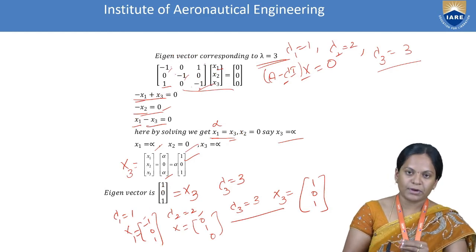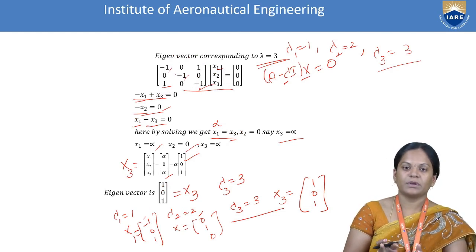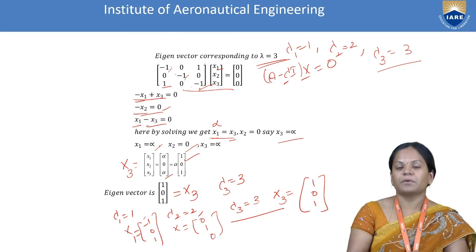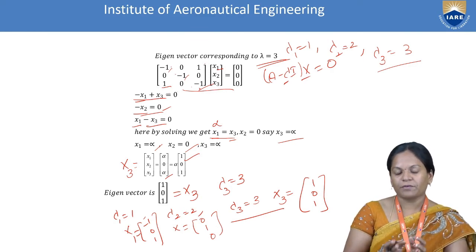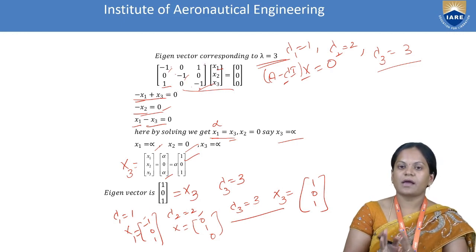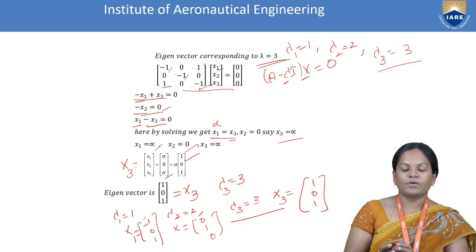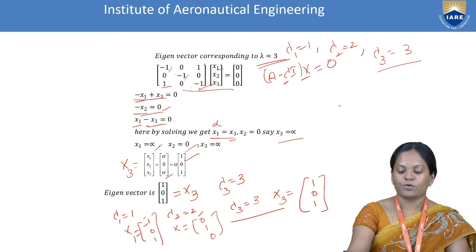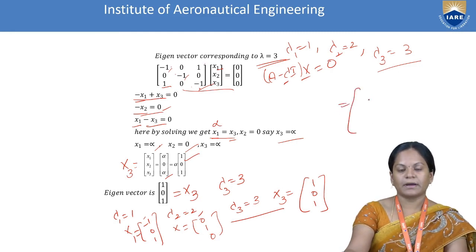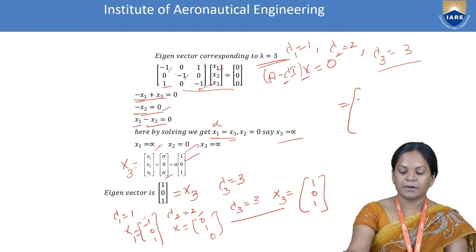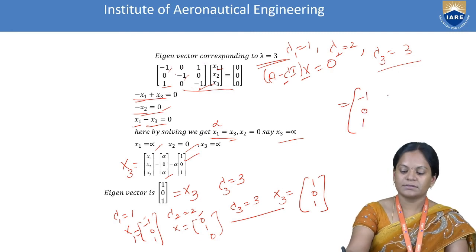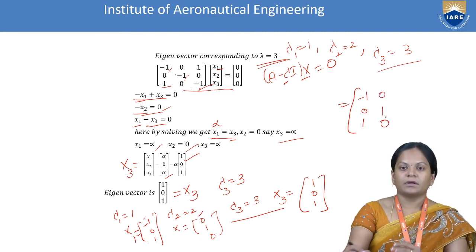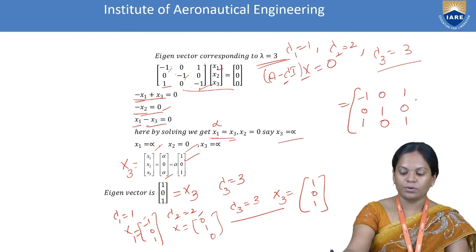Whether the eigenvalues are repeated or distinct, we definitely get three different eigenvectors. Corresponding to each lambda, we will get different eigenvectors. So for a 3 by 3 matrix, we have three eigenvalues and three eigenvectors. We write all the vectors in a matrix form. So the first eigenvector is minus 1, 0, 1, the second eigenvector is 0, 1, 0, and the third eigenvector is 1, 0, 1.